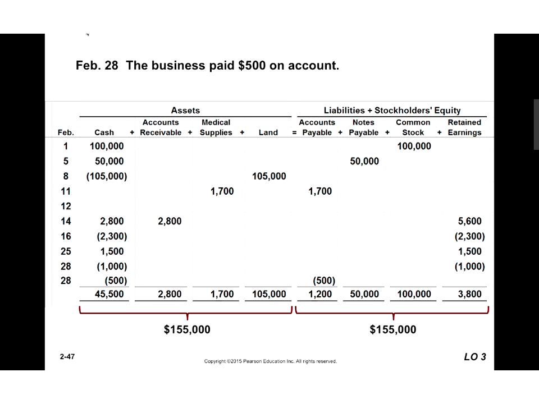If I add up, well, I've only got one number in accounts receivable, it's $2,800. Land, $1,700 is my total. Accounts payable, I have the $1,700 that I bought initially. I paid $500 off, so I now owe $1,200 is my total. Notes payable, the balance is $50,000. Common stock, $100,000. And then out there in the retained earnings column, I have a total of $3,800.